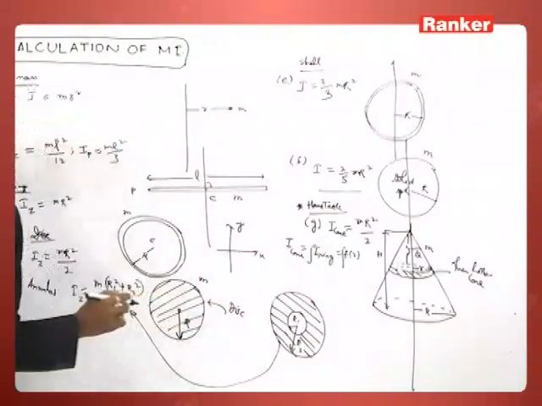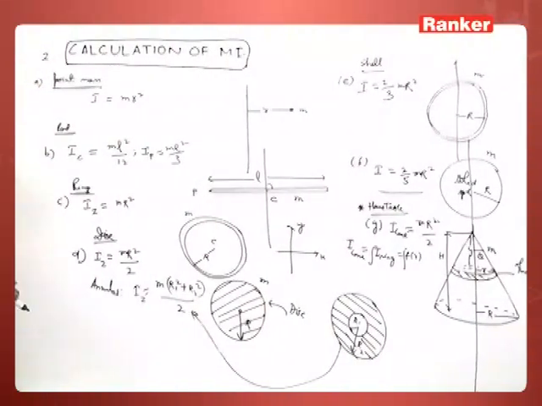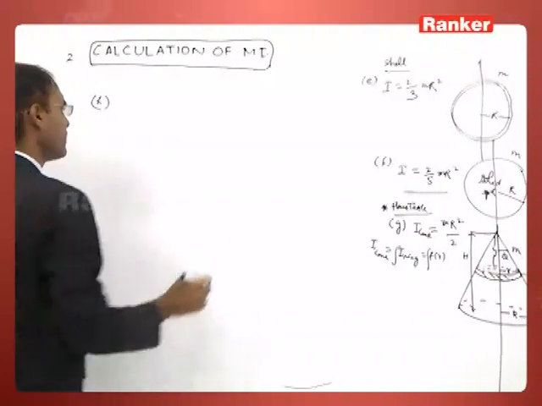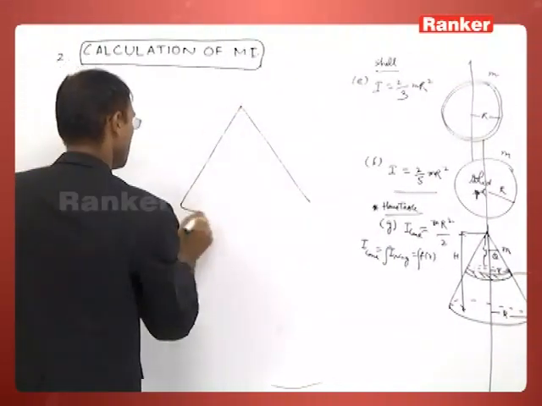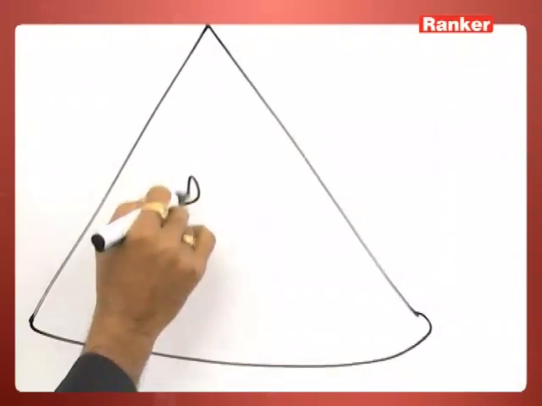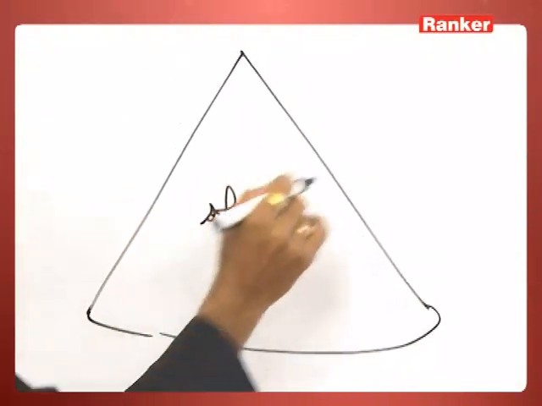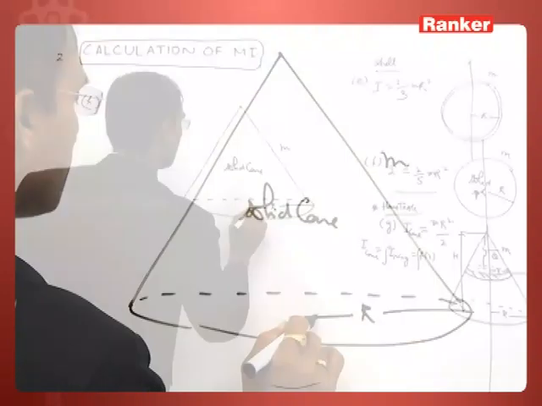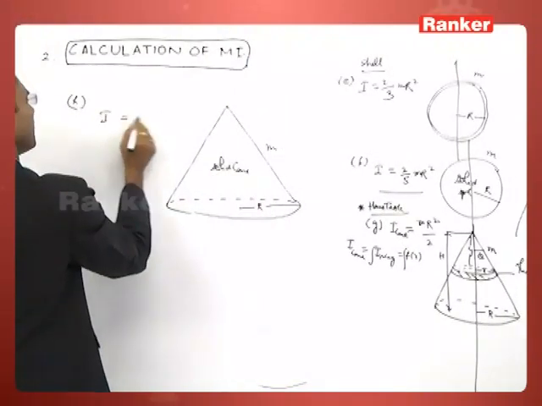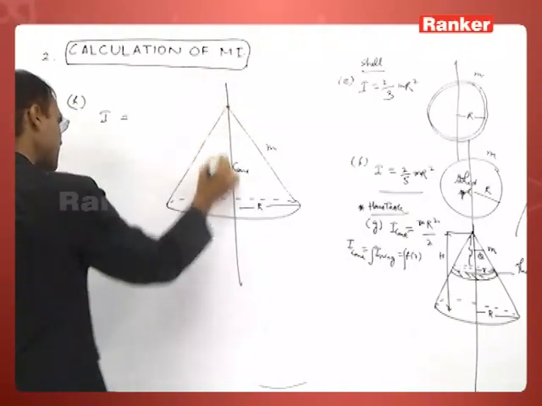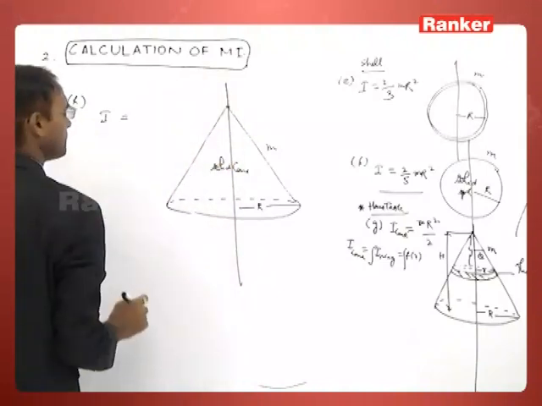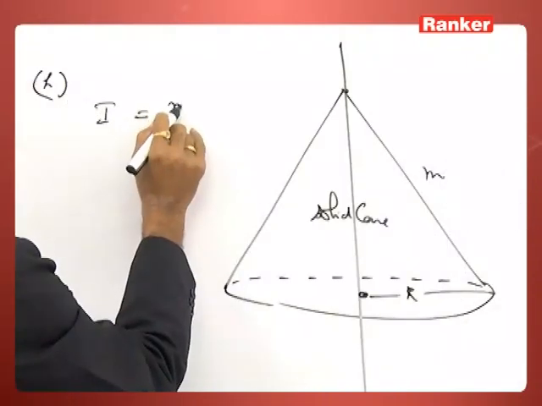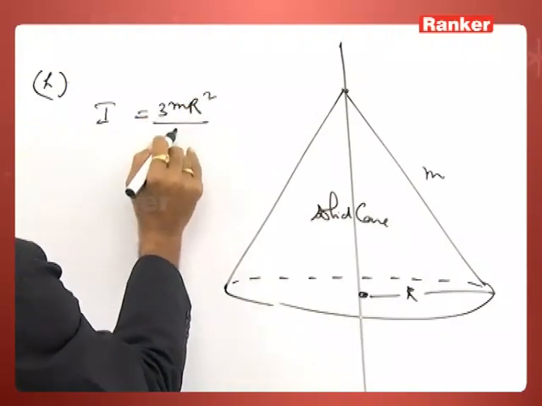And of course you can calculate the moment of inertia of a solid cone of mass m and base radius r, and you can prove that about the axis passing through the apex and the center of the base, the moment of inertia can be given as mr square into 3 by 10.